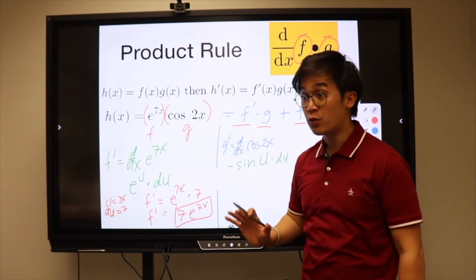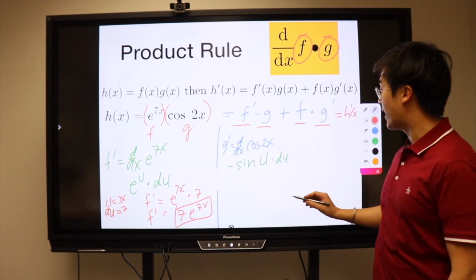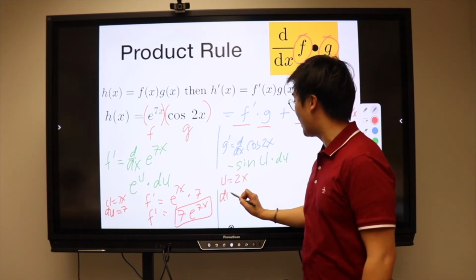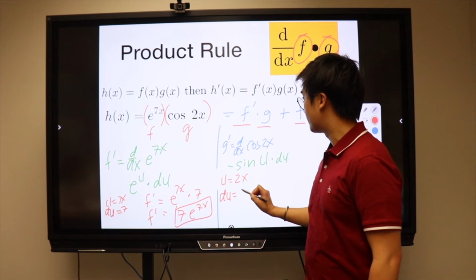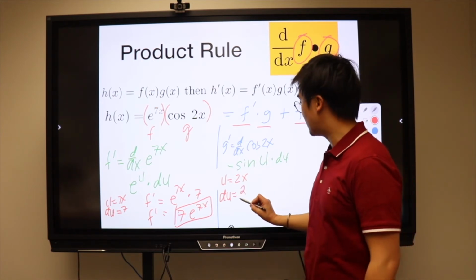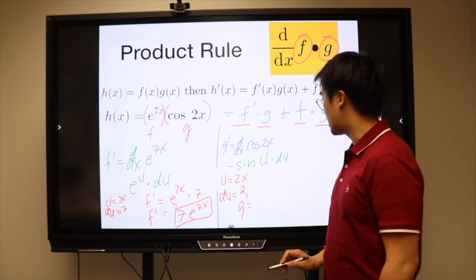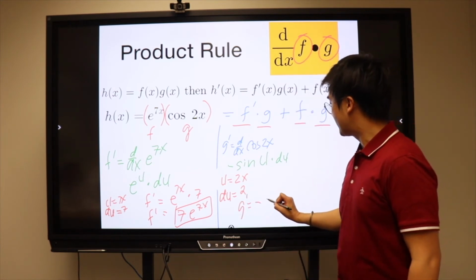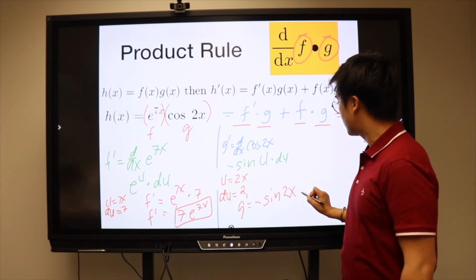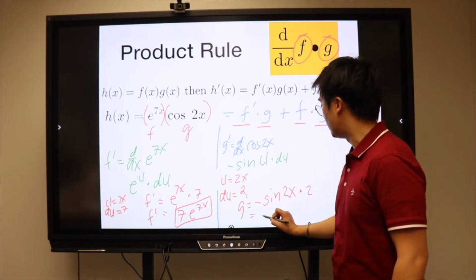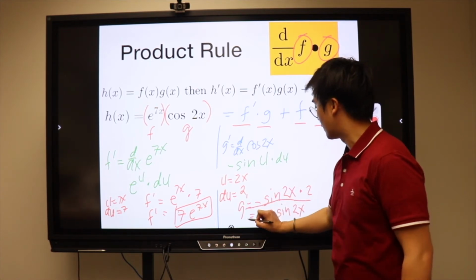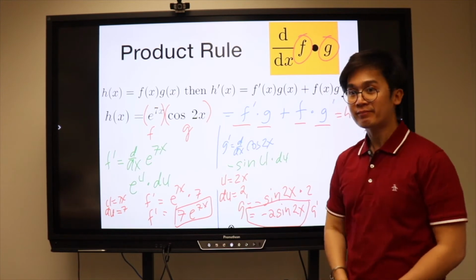Always write the formula so that you will know where you're heading. Your u is 2x, your du is 2. And now we have the g prime, right? And what is the g prime? Negative sine 2x times 2, or negative 2 sine 2x. That is your g prime.